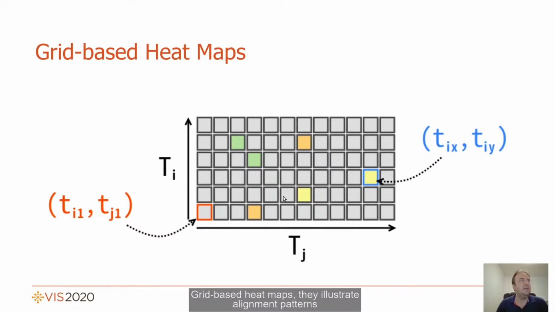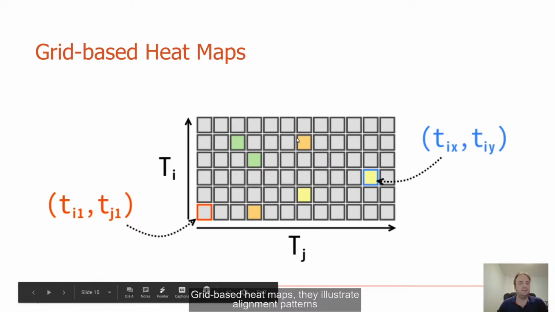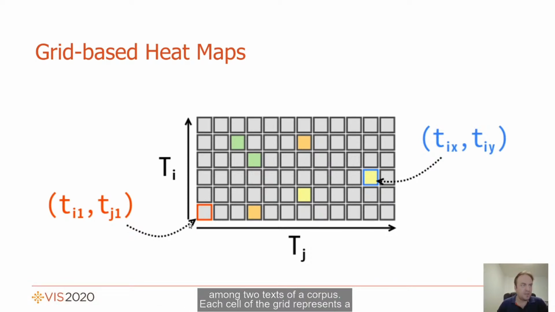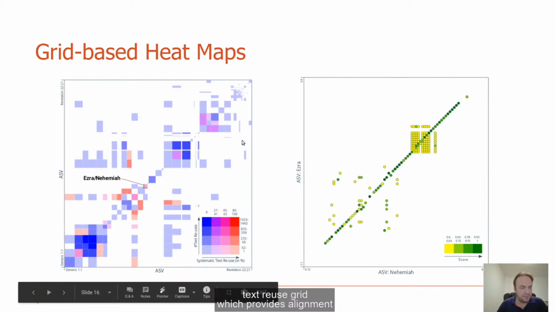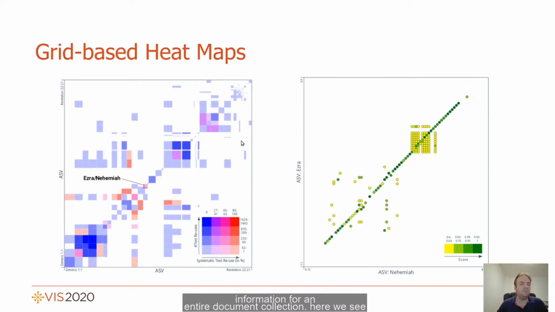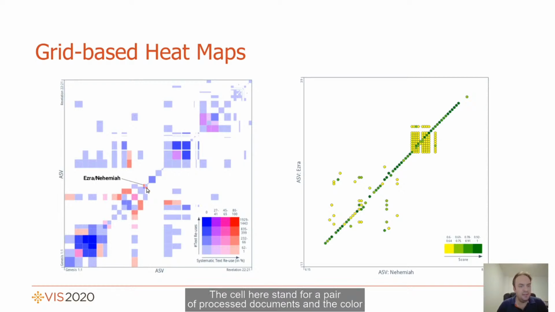The second model is grid-based heat maps. They illustrate alignment patterns among two texts of a corpus. Each cell of the grid represents a juxtaposition of two text units. Typically, color is used to inform on particular features of the relationship between the two units, such as alignment types or matching scores. Here in this example, we can see the text reuse grid, which provides alignment information for an entire document collection. Here we see the ASV people, American Standard Version. A cell here stands for a pair of processed documents, and the color informs on the frequency and type of occurring text reuse patterns.